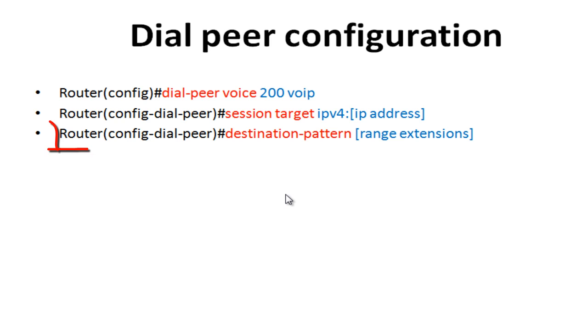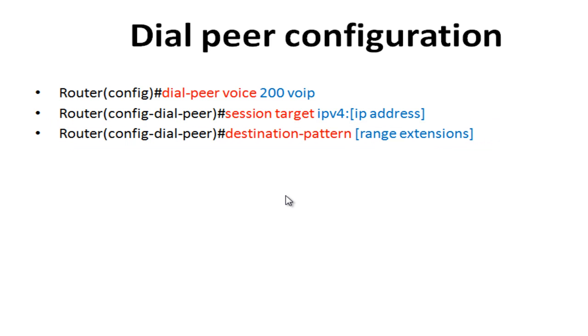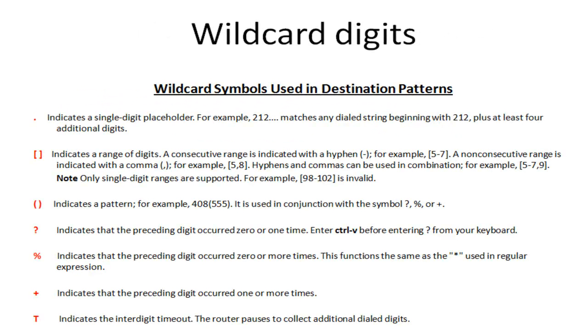And finally, we're going to define what we call the destination pattern. The destination pattern takes the extension as a parameter. I put up here a range of extensions, but if you want, you can put just one extension. But usually you're going to put a range of extensions to make your life easier, using what we call the wildcard digit up here. There are some rules up here for you guys who want to play more with that, but with Packet Tracer you are limited, because a lot of these wildcard digits don't work with Cisco Packet Tracer.